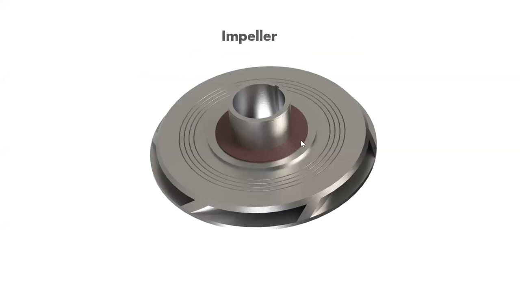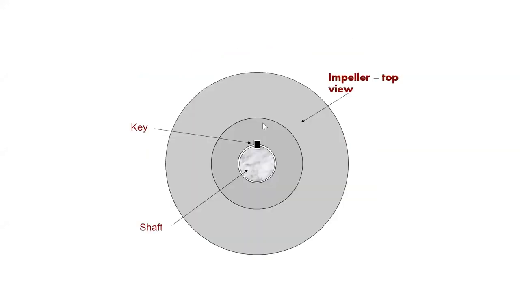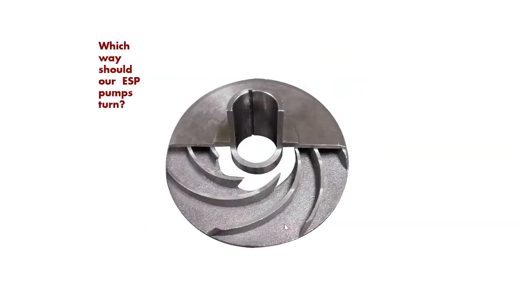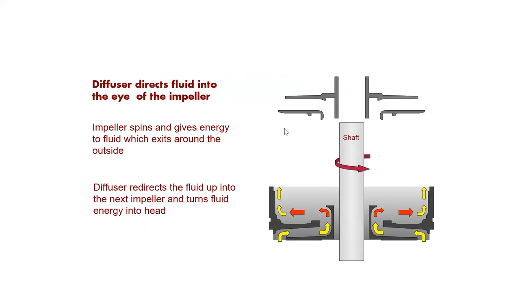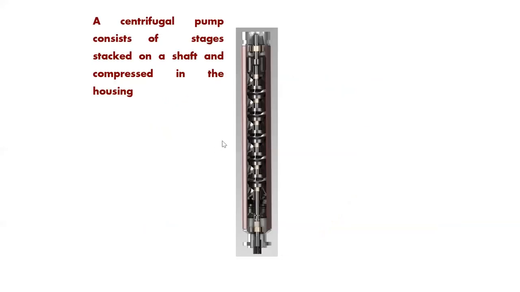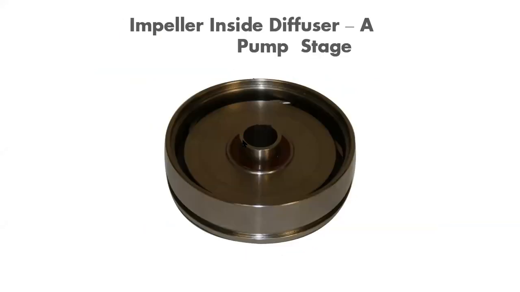This is how the impeller looks. And this is the impeller from a top view, keyed to the shaft. The impeller will rotate by its back hitting the fluid. This is the diffuser. Both of them make one stage, and the pump is multi-stage, meaning that it consists of several impellers and diffusers making one pump section, and the system will consist of several sections of the pump.